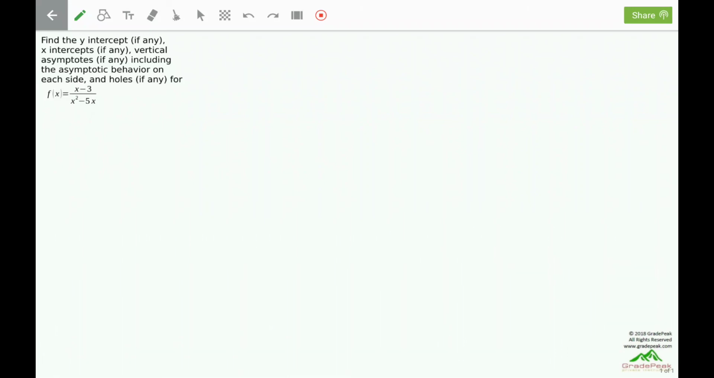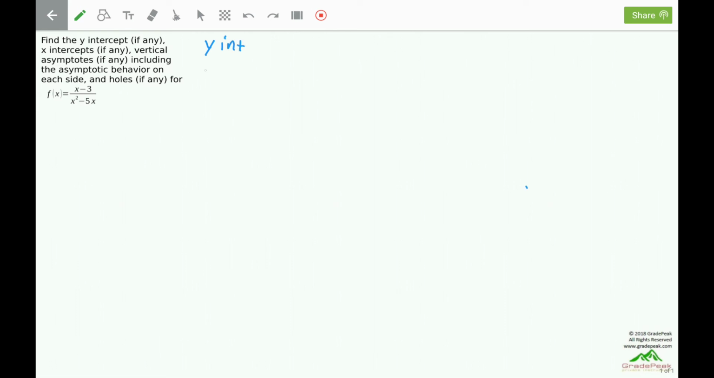Find the y-intercept, if any, x-intercepts, if any, vertical asymptotes, if any, including the asymptotic behavior on each side, and holes, if any, for f of x equals x minus 3 divided by x squared minus 5x. The first thing to find is the y-intercept.